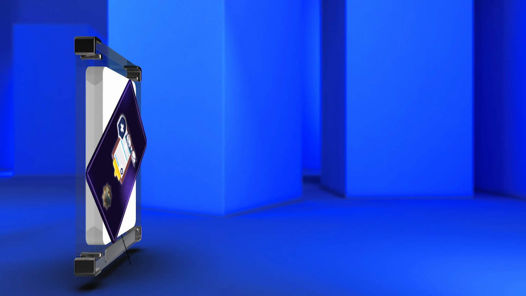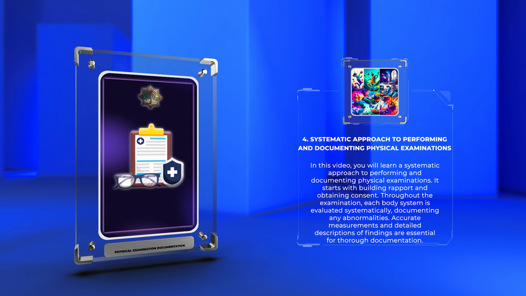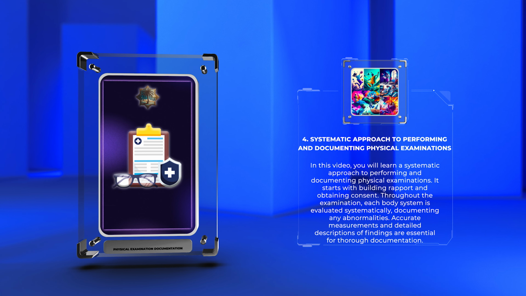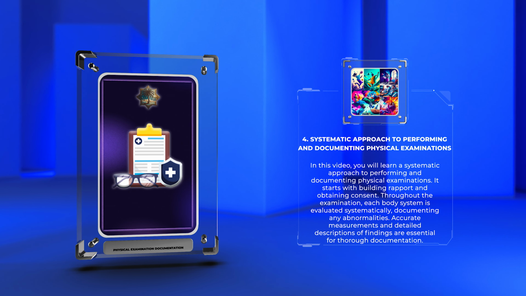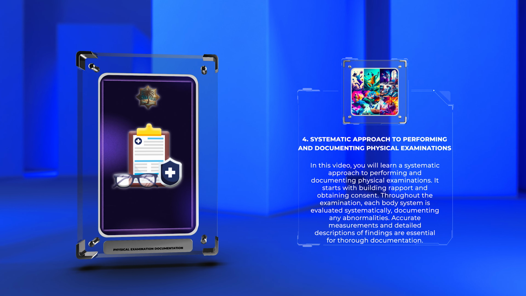In this video, you will learn a systematic approach to performing and documenting physical examinations. It starts with building rapport and obtaining consent. Throughout the examination, each body system is evaluated systematically, documenting any abnormalities. Accurate measurements and detailed descriptions of findings are essential for thorough documentation.